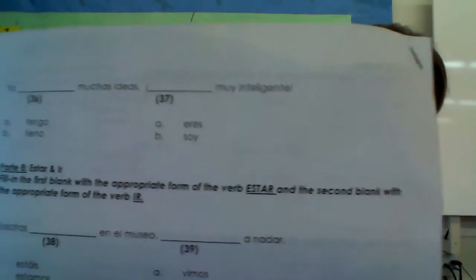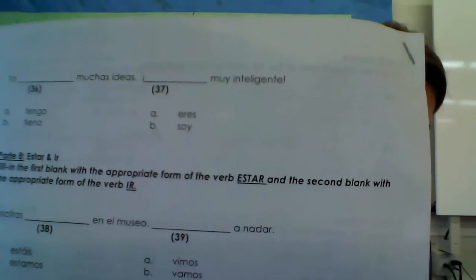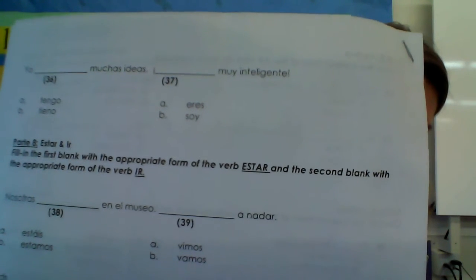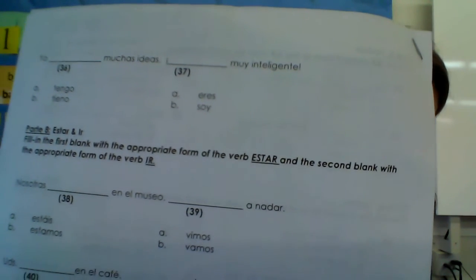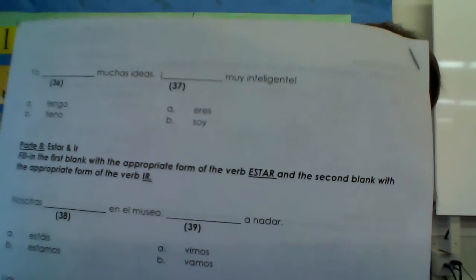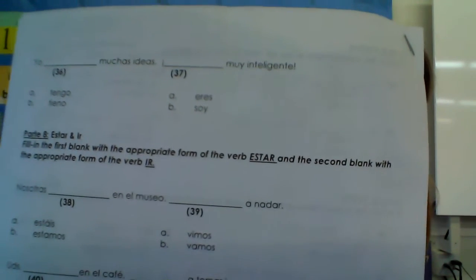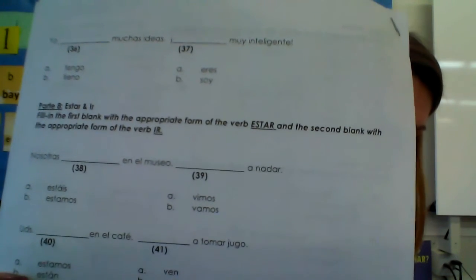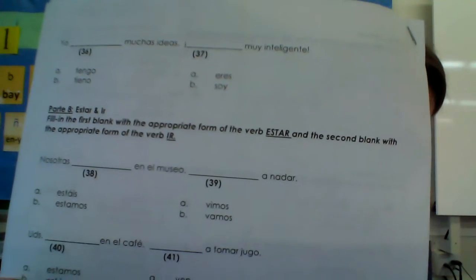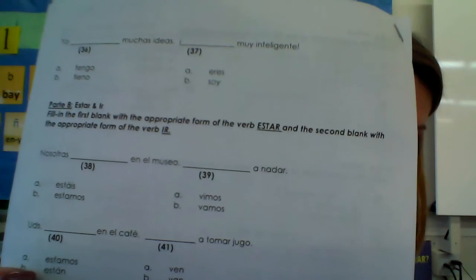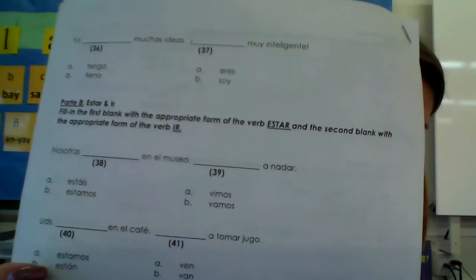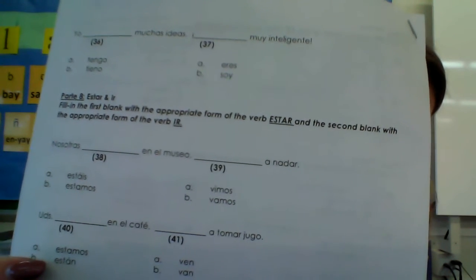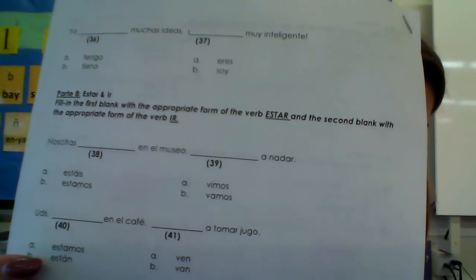Along with that sentence, you have número 37. You're either saying eres muy inteligente or soy muy inteligente. Remember, you're still talking about yo. Your subject is yo, so you need to choose either yo eres or yo soy. If you would like to choose eres, circle in letter A for 37. Otherwise, circle B for soy for number 37.